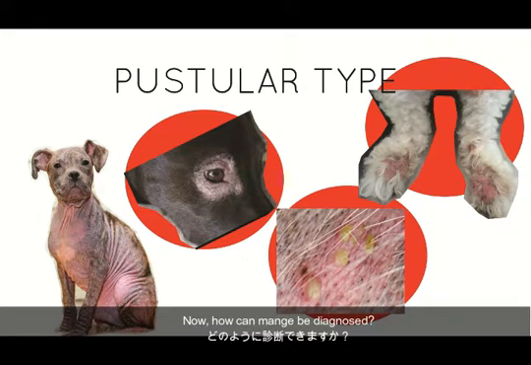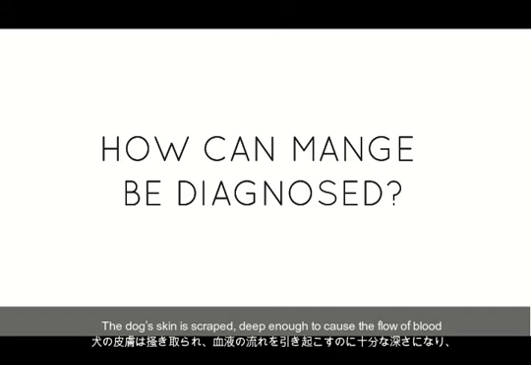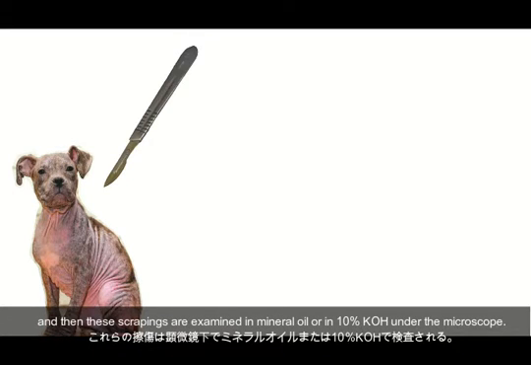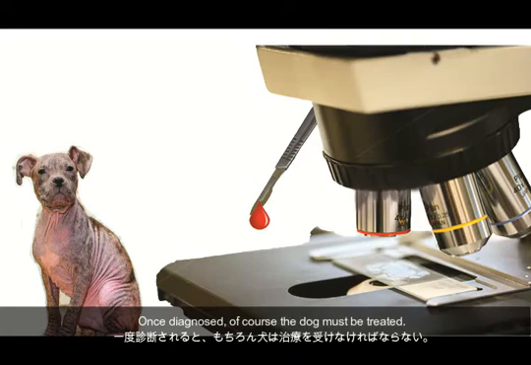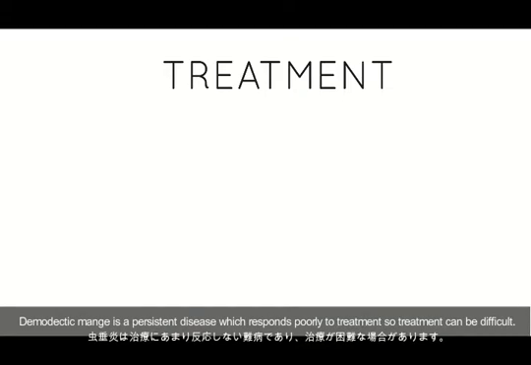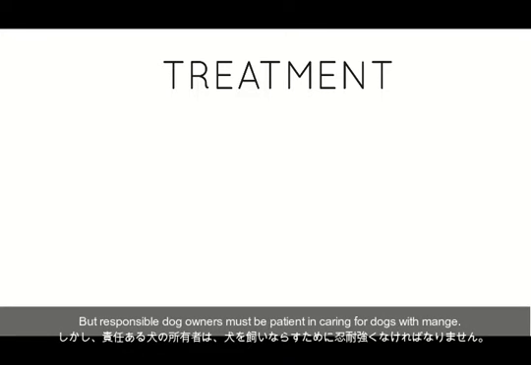Now, how can mange be diagnosed? The dog's skin is scraped deep enough to cause a flow of blood, and then these scrapings are examined in mineral oil or 10% potassium hydroxide under the microscope. Once diagnosed, the dog must be treated. Demodectic mange is a persistent disease which responds poorly to treatment, so treatment can be difficult. But responsible dog owners must be patient in caring for dogs with mange.